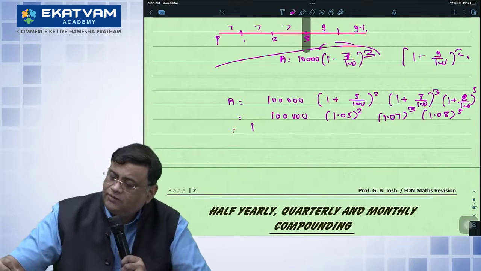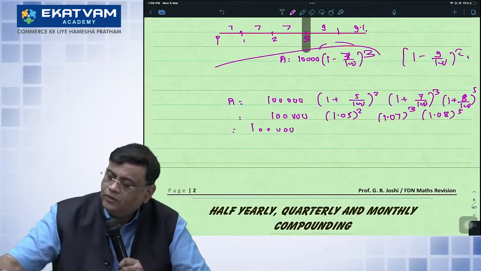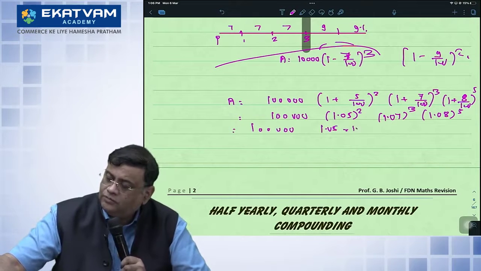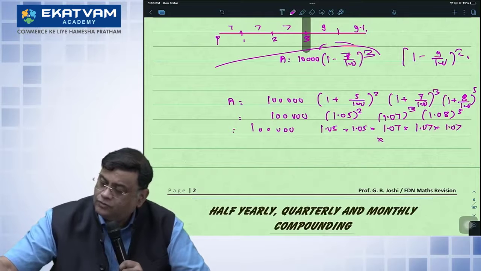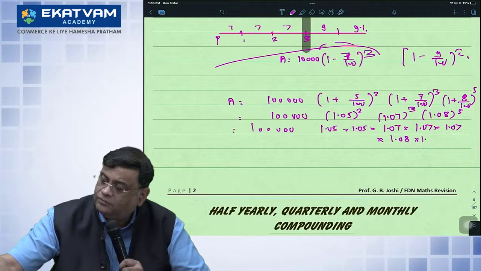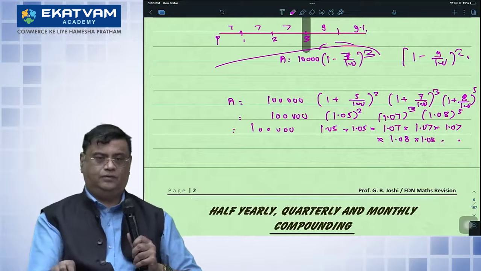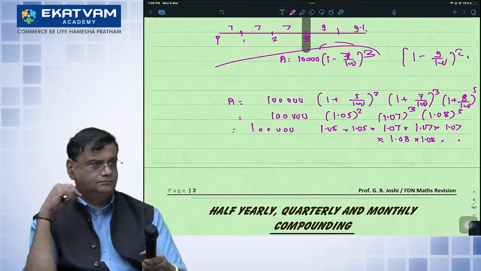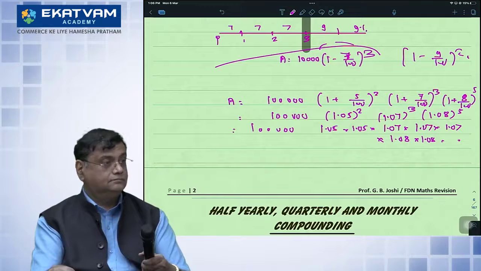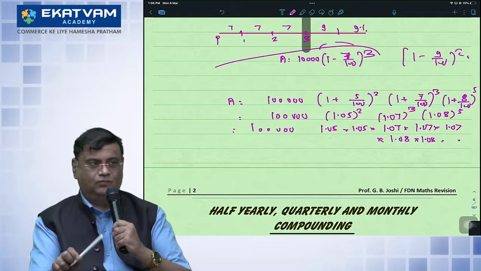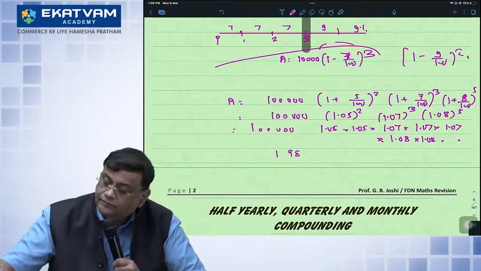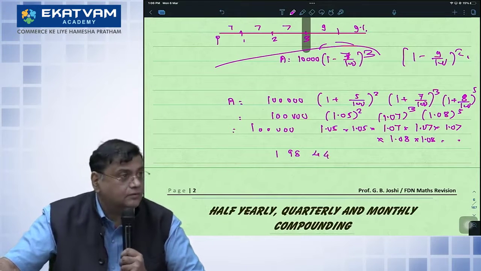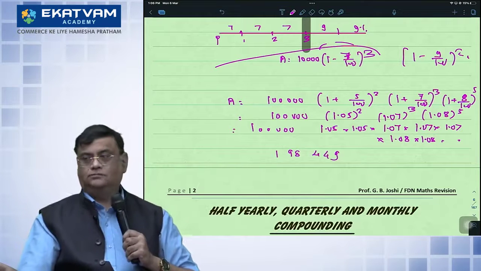So it is going to be 1 lakh into 1.05 into 1.05 into 1.07, 1.07, 1.07 into 1.08, 1.08, 5 times. How much did you get? 1 lakh... 98,449. Very good.